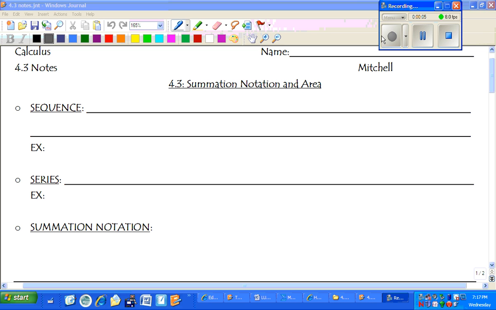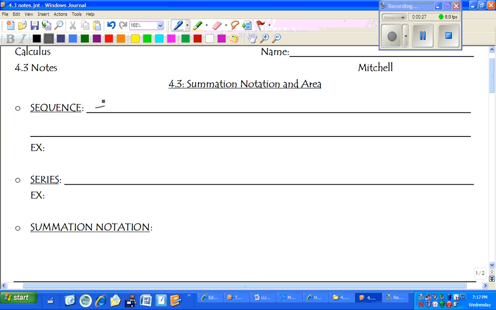Today we're going to get started with section 4.3, and this section actually reviews some things that you learned last year in pre-calc, but it's going to lead us to some things about integrals and kind of show us the purpose behind integrals in the near future. So to start off, just to kind of review, a sequence is something you talked about last year.